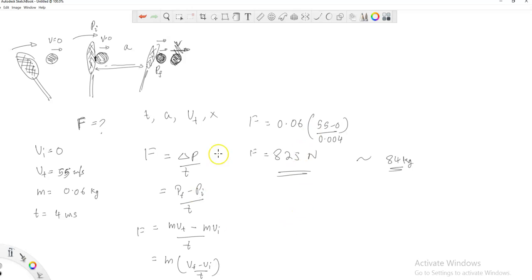Anyhow, this is how you calculate the force using this momentum relationship. This is an example of how force and momentum are related. So the important piece here is this equation. Okay, let's move on.